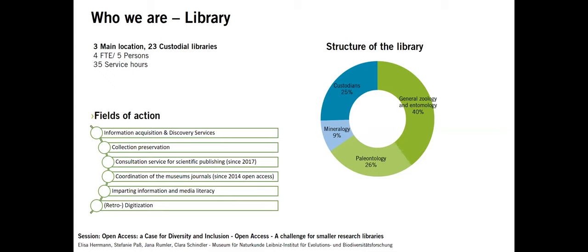We have three main locations in the building, as well as 23 custodial libraries. So the library collection is basically divided throughout the whole site. There are five persons in our staff, which add up to four full-time equivalents. So we consider ourselves a rather small institution. And currently there are no service hours, but in normal times we have 35 service hours.